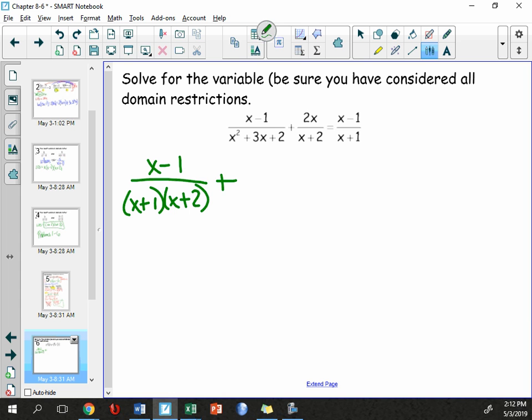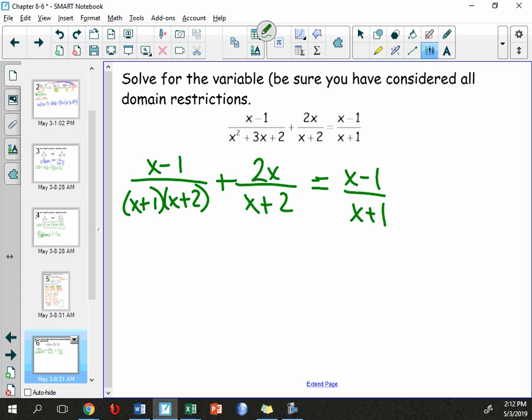Go to the second fraction. Can I do anything with it? No, simply drop it down. Go to the third fraction. Can't do anything with it, so simply drop it down. Okay, so we factored each denominator, so what do I do next?